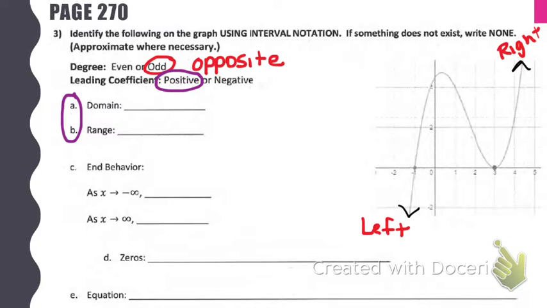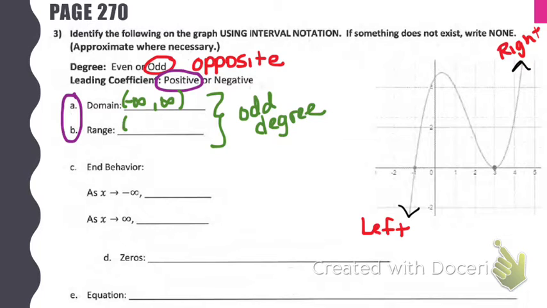Now, write this in your notes somewhere, because every odd degree function has a domain and range of all real numbers. Every single odd degree function has the same domain and range. So if you see a graph and the arrows are going opposite directions, you automatically should know your domain and range. It's only when it's even that we have to look at it closely for the range.